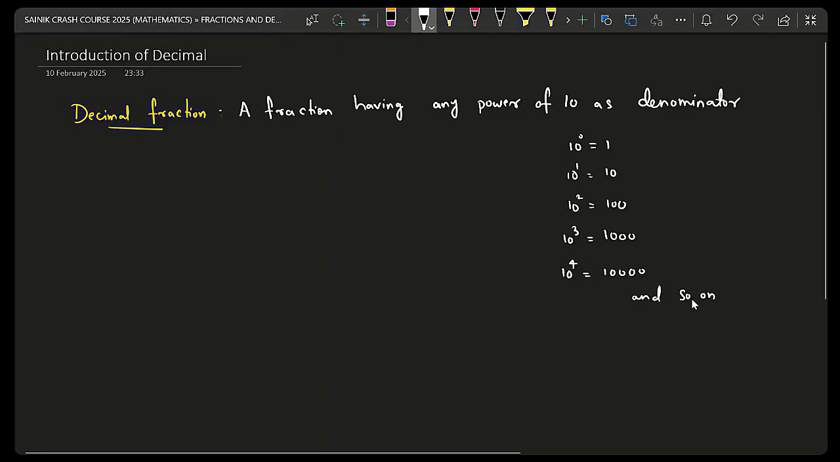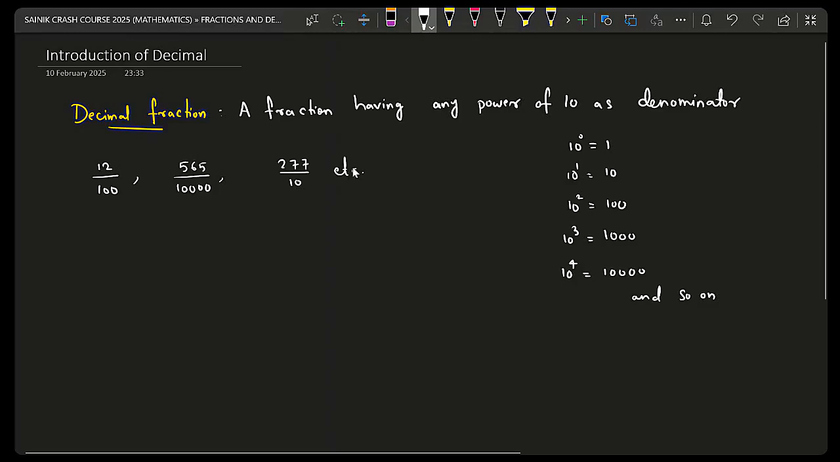If the denominator is any 10 power, that fraction we can call decimal fraction. For example, I have 12 by 100. Is this a decimal fraction? Yes. 565 divided by 10,000. Is this a decimal fraction? Yes. 277 divided by 10. Is this a decimal fraction? Yes, etc. So these are the examples of decimal fractions.